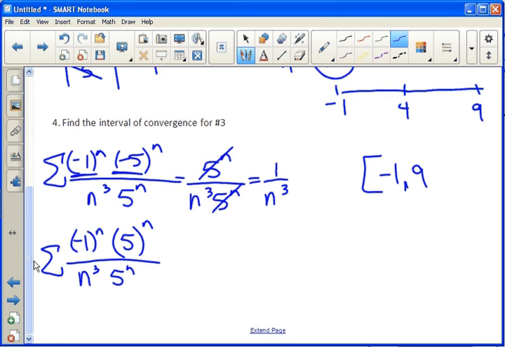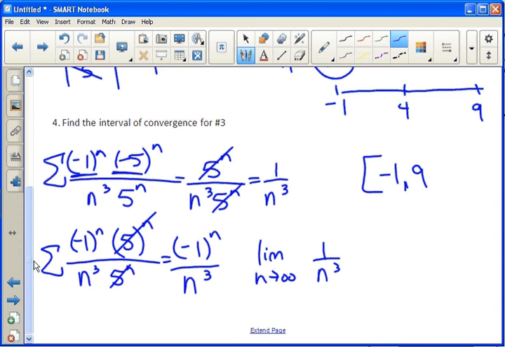Now the alternating series, to determine if they converge or not, you have to take the limit as n goes to infinity without the alternating part. And if you get 0, which we do here, then the series, the original one, converges. So since the series converges, we also include 9, and we use a bracket. So the interval of convergence would be -1 to +9, both inclusive.